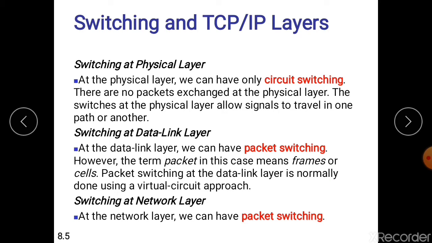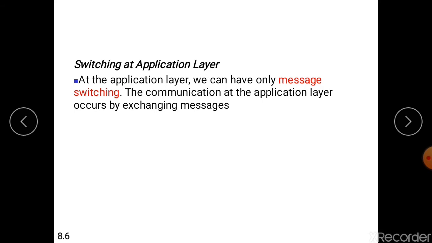Switching at the network layer. At the network layer we have packet switching. In this case, either a virtual circuit approach or a datagram approach can be used. Currently, the internet uses the datagram approach. Switching at the application layer. At the application layer, we can have only message switching. The communication at the application layer occurs by exchanging messages. For example, communication using email is a kind of message switching.